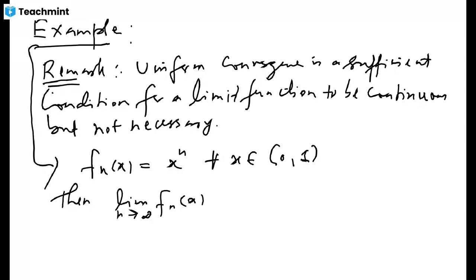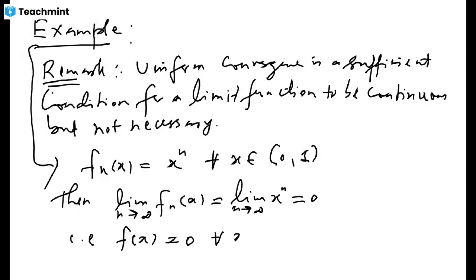f(x) equals the limit as n tends to infinity of x to the power n, and since you know that x is strictly less than 1 and greater than 0, in this case the limit is 0. That is, the limit function f(x) is equal to 0 for each x in the open interval (0,1). And this is a constant function, and a constant function is always continuous, so f is continuous.